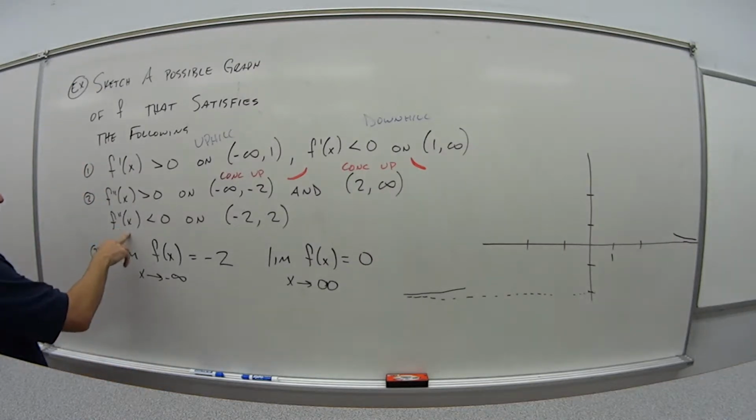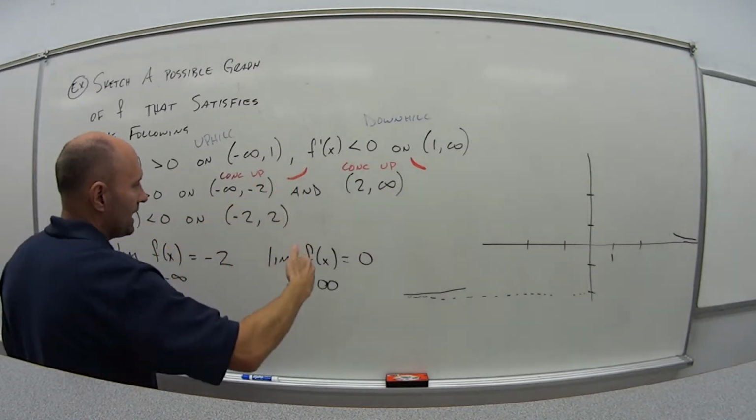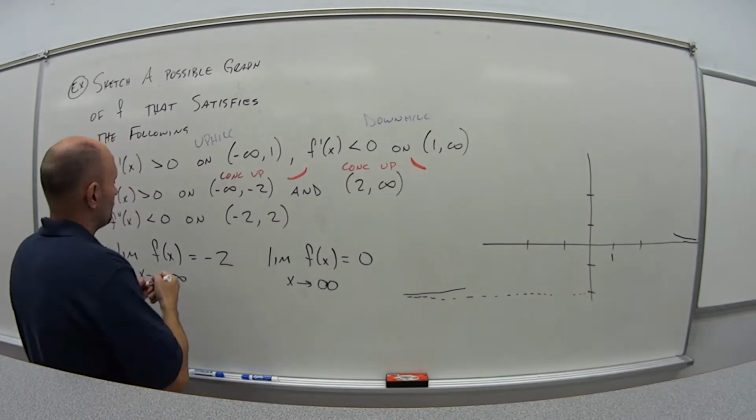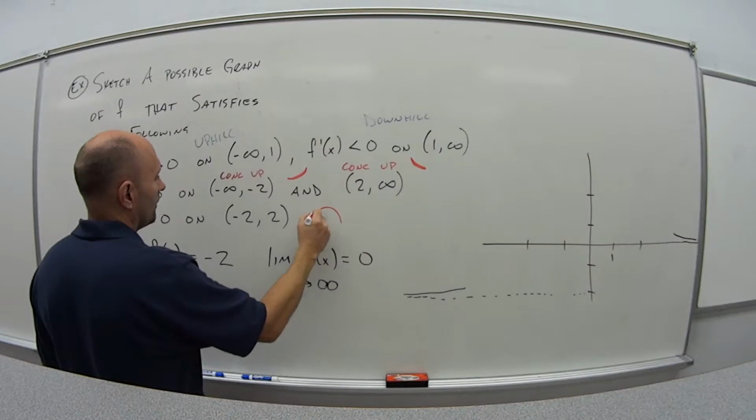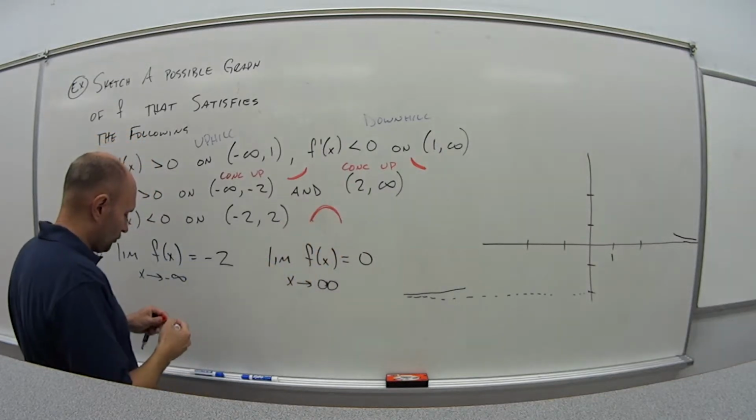And then f double prime is less than 0 from negative 2 to positive 2. So that means it's concave down, which means it's got to look like an upside down parabola between those 2 points.